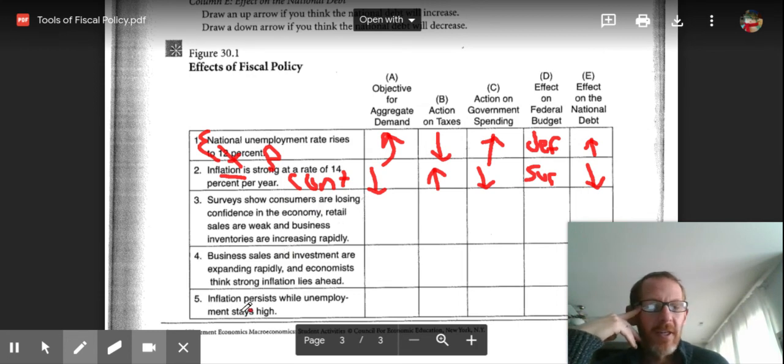Now you go ahead and show what 3 and 4 are going to be like. Number 5 is a tough one because unemployment and inflation are both happening at the same time. We call that stagflation. So why don't you just choose one of them to fix. And that will be part of your homework for this day too. Okay.